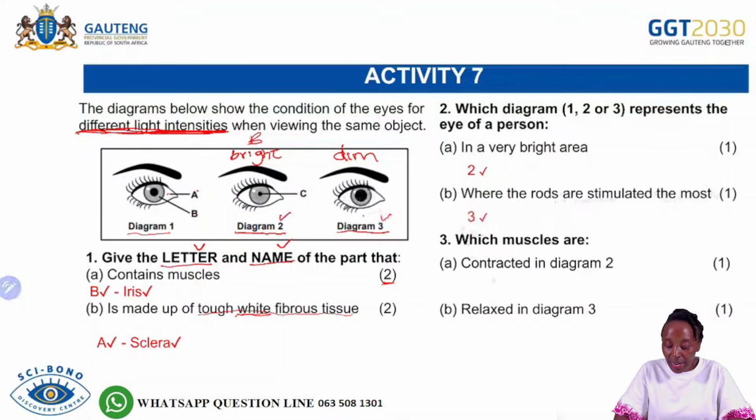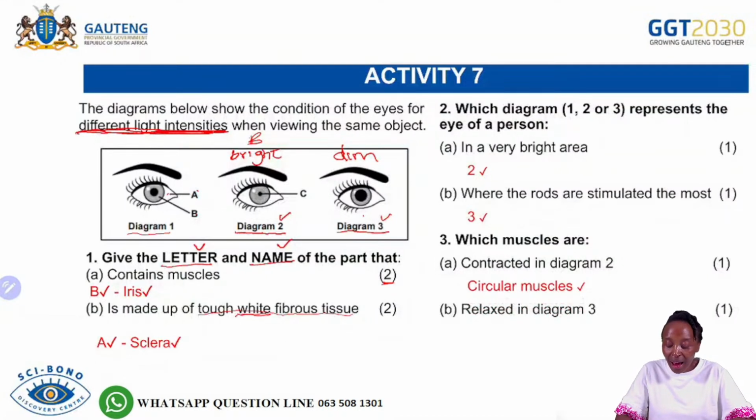And then the next question is, which muscles are contracted in diagram 2? So diagram 2, we said it's focusing on the what? On the bright light. So in bright light, the pupil size becomes smaller so that less light enters the eye. So which muscles are contracted there? And the answer for that is that it's the circular muscles. Circular muscles, the ones that are around the pupil.